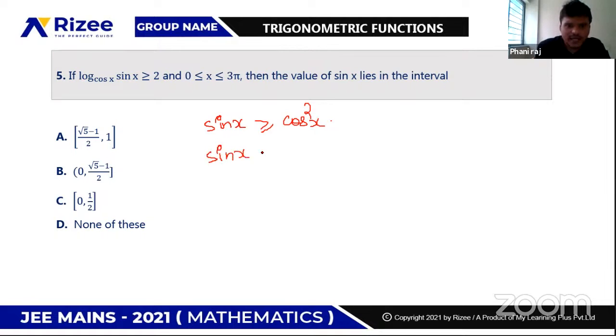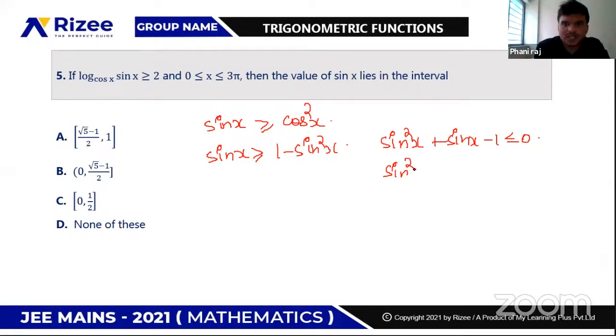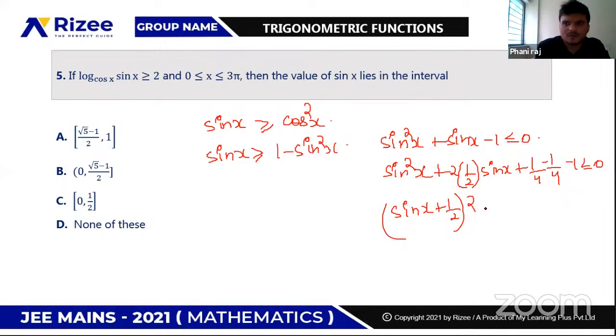Now convert everything to sin x. So sin square x plus sin x minus 1 is less than or equal to 0. Okay. So now what can you do? Complete the square as it is. Sin x plus 2 into 1 by 2 into sin x plus 1 by 4 minus 1 by 4 minus 1 is less than 0. This is same as sin x plus half whole square minus 5 by 4 is less than or equal to 0. This is same as sin x plus half whole square is less than or equal to 5 by 4.